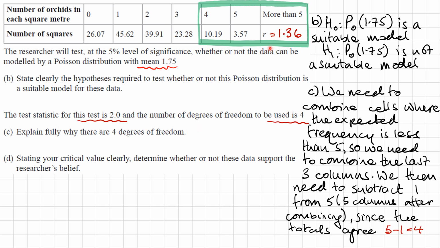You need to talk about combining, and it's important that you use this phrase about the totals agreeing. Okay, part D, stating your critical value clearly, determining whether or not these support the researcher's belief. Now there's not going to be a lot of work to do because we've already got our test statistic here, 2.0, so we don't need to do any calculation.